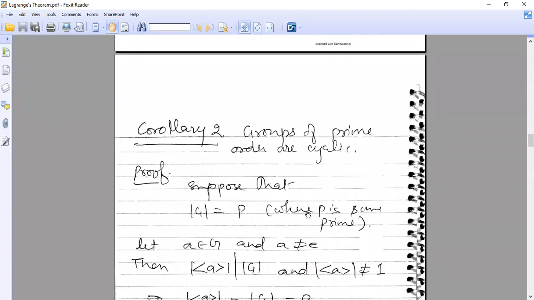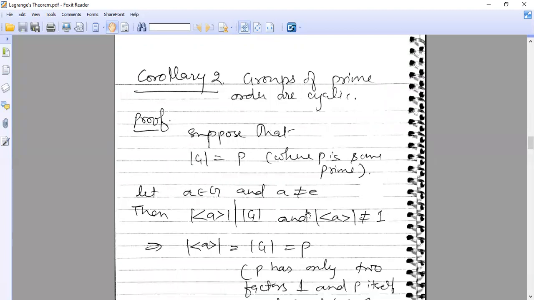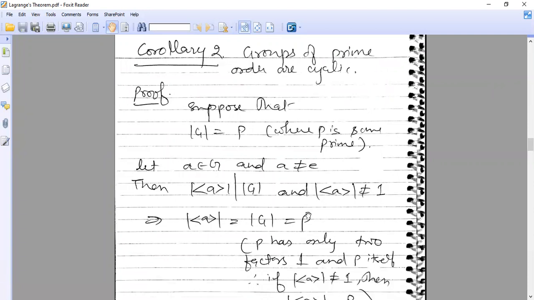Now this is the second corollary. It says that the groups of prime order are cyclic. A group which is finite and has prime order, then the group is a cyclic group. Cyclic means it is generated by a single element. Now, suppose that you have a group G and its order is P, where P is some prime number. Now, let A belong to G. A is a non-identity element.